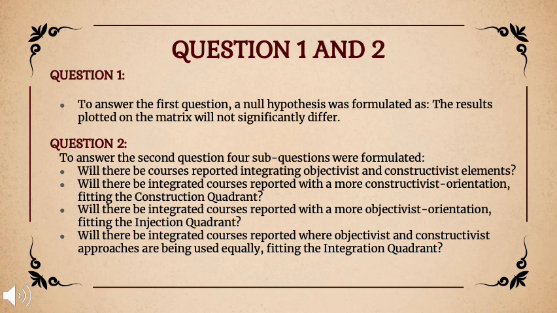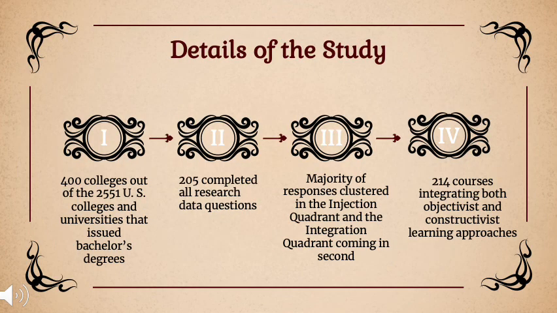They said, one, will there be courses reported integrating objectivist and constructivist elements? The second, will there be integrated courses reported with a more constructivist orientation fitting the construction quadrant? A third, will there be integrated courses reported with a more objectivist orientation fitting the injection quadrant? And then fourth, will there be integrated courses reported where objectivist and constructivist approaches are being used equally, fitting the integration quadrant? So here's some details of the study.